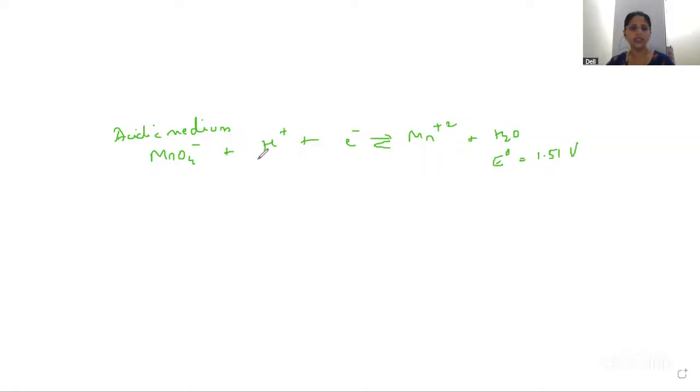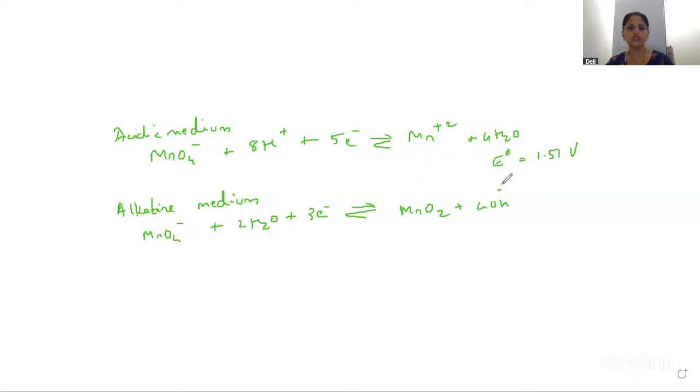Yes. So you can balance this reaction: 8H plus, 5 electrons, and here it is 4 H2O. This is in acidic medium. In alkaline medium, it acts as an oxidizing agent in all the three mediums. Alkaline medium: MnO4 minus plus 2H2O, plus 3 electrons, gives MnO2 plus 4 OH minus ions. The E0 value is 1.23 V. So this is the ionic equation in acidic and alkaline medium for potassium permanganate.